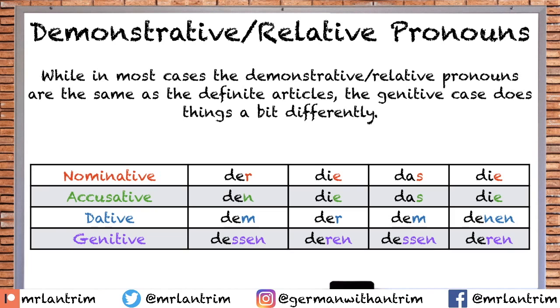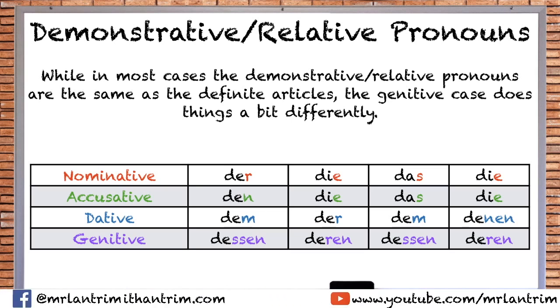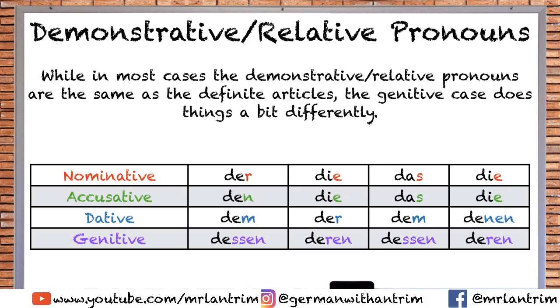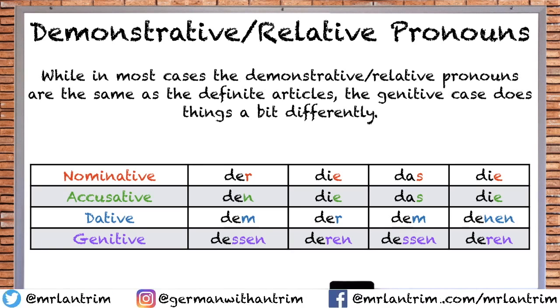Dative case is mostly the same: dem, der, dem, and then we get the new one, denen, in the dative plural. Now, in the genitive case, they are all different. None of them seem to make any real logical sense, so we kind of have to remember which ones are what. Luckily for us, there are basically just two, because neuter and masculine take the same form, dessen, and the feminine and plural take the same form, deren.